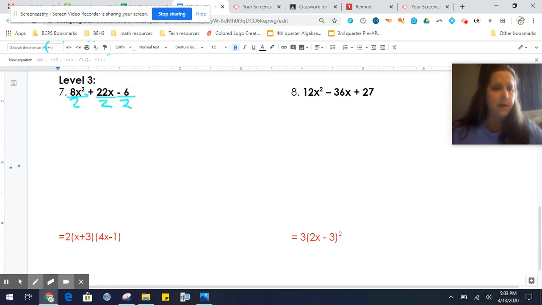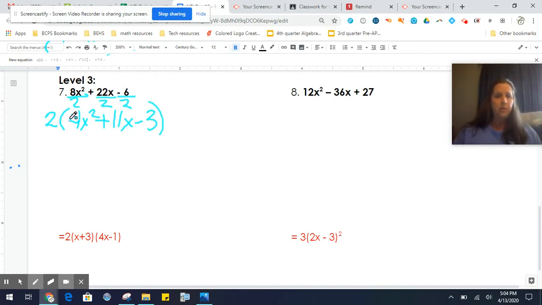When I do that, my 2 goes in front of the parentheses and I divide. So 8 divided by 2 is 4, so I've got 4x squared. And then 22 divided by 2 is 11, so plus 11x. And finally, negative 6 divided by 2 is negative 3. So I took out the GCF, but the thing in front of x squared is not a 1, so I'm not ready to do factor x.